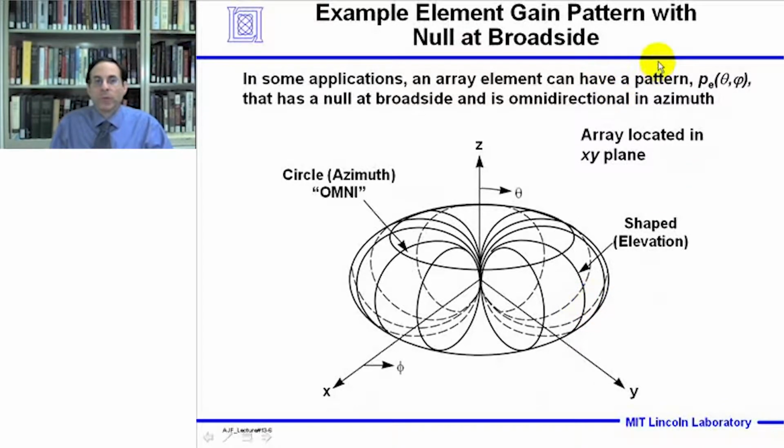This slide shows an example antenna element gain pattern with a null at broadside. So in some applications, an array element can have a pattern that has a null at broadside and is omnidirectional in azimuth. So for the example shown here, the array would be assumed to be in the XY plane, and it would have a shaped elevation pattern, and it would be omnidirectional in azimuth.